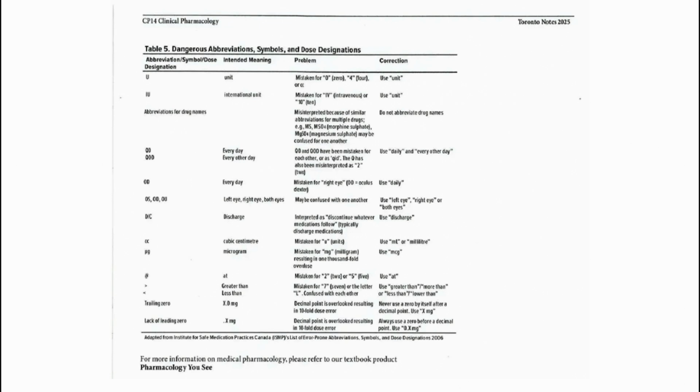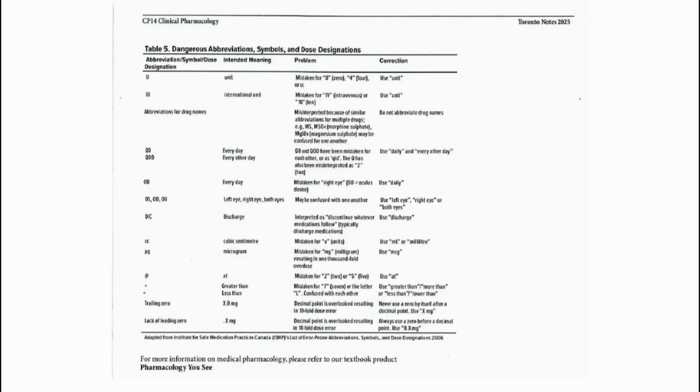Finally, Table 5 emphasizes proper decimal notation. A trailing zero such as X.0 milligram is dangerous because the decimal point may be overlooked, leading to a 10-fold overdose. Therefore, never use a trailing zero. Simply write X milligram.